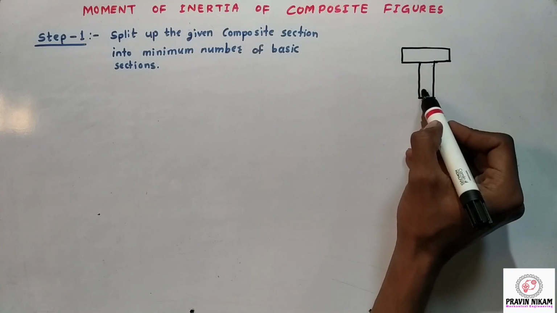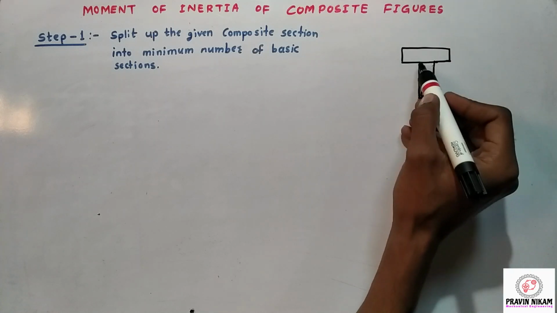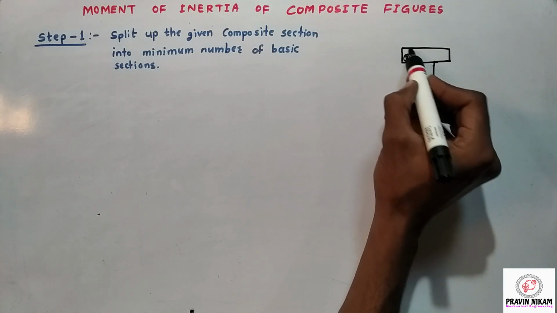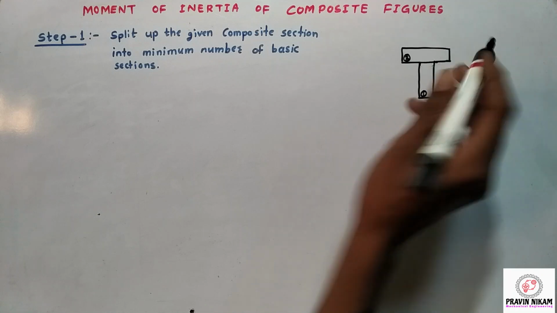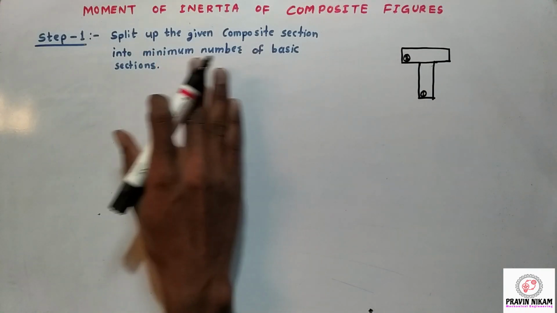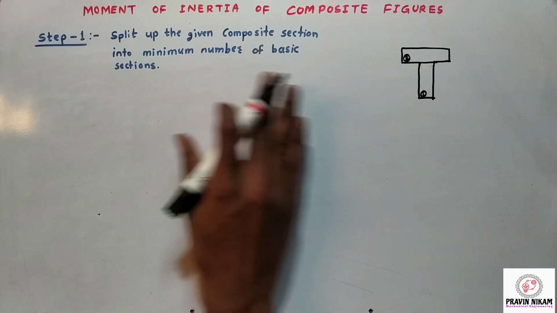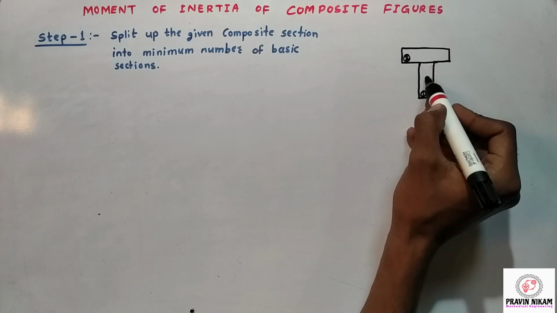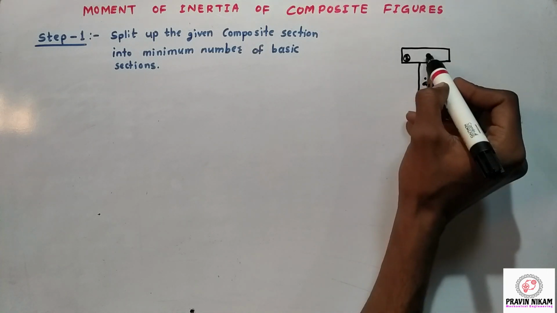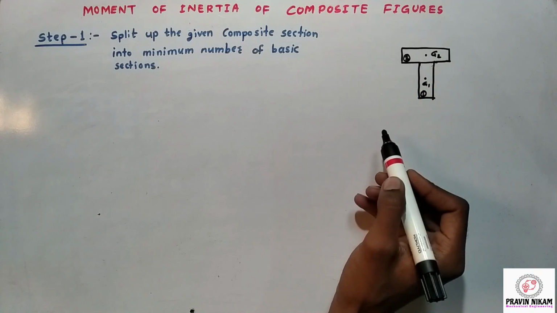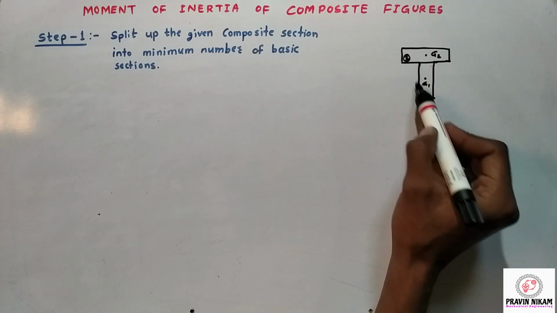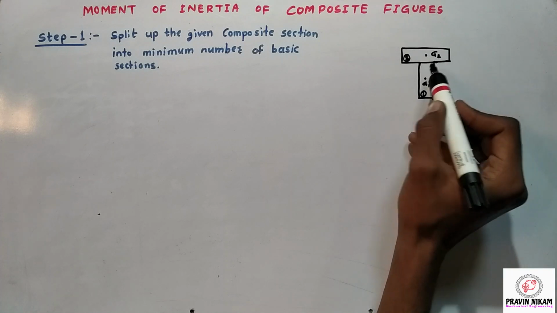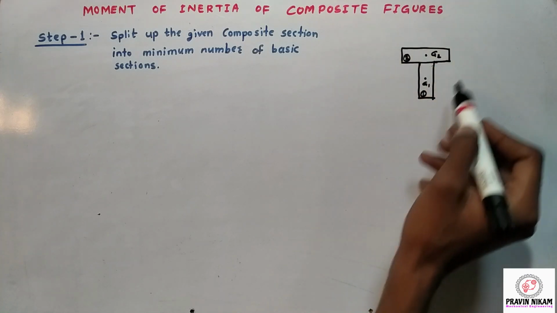Now this is one rectangular section, so number this section 1, and this is the second rectangular section. This is step 1, that is, split up the given section into basic sections. This is section 1, this is section 2. Now for section 1 this is G1 and for section 2 this is G2. G1 is the centroid of only this section, and G2 is the centroid of only this section. And we have to find the centroid of the composite figure.